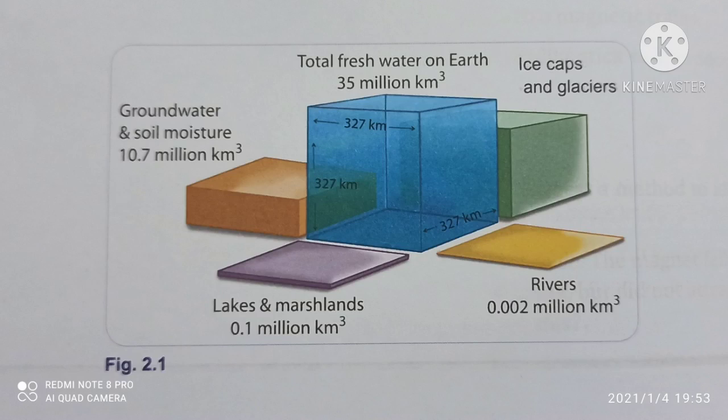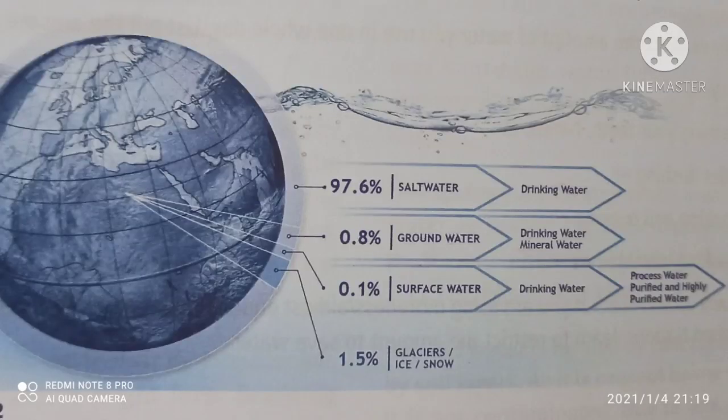97.4% is in oceans and seas. Seawater contains various salts and cannot be used for daily purposes. Only the rest 2.6% is fresh water. The major portion of the fresh water on the earth is in the form of ice caps and glaciers. Let us study the availability of water briefly.